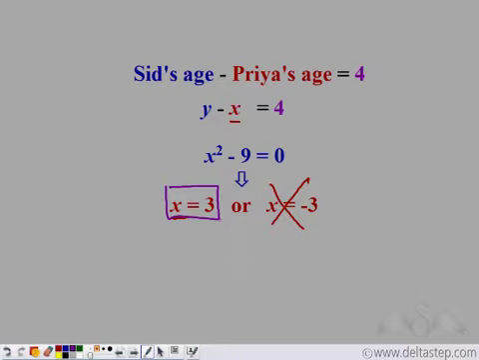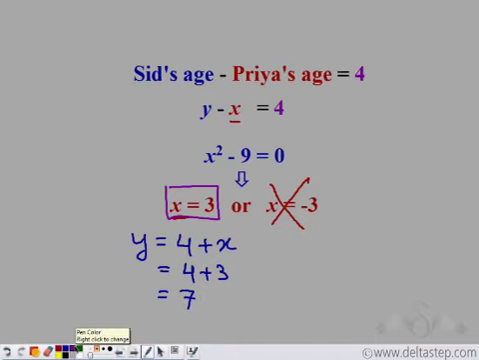And what is Sid's age? We can easily derive Sid's age using this equation, and x is equal to 3. So Sid's age is y, which is equal to 4 plus x. The value of x is equal to 3. So it is 4 plus 3, which is equal to 7. So Sid's age is equal to 7 and Priya's age is equal to 3.